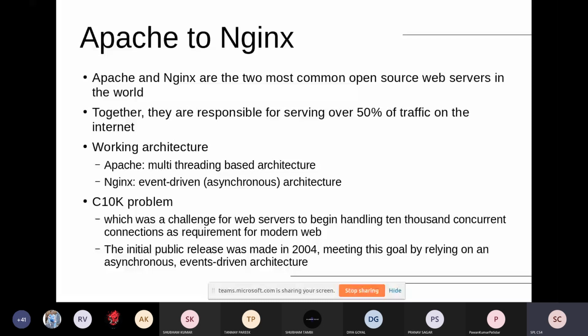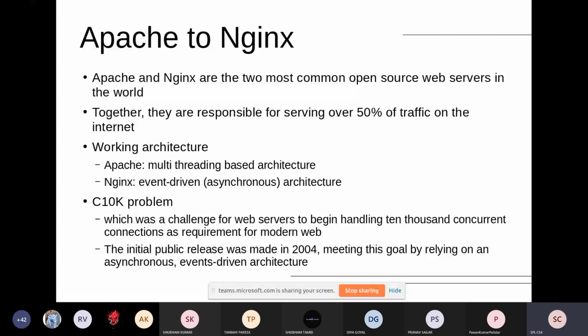Apache and Nginx are the two most common open source web servers in the world. So by this time, we understand simply that a web server is something which takes our request and gives us the responses. The rest of the thing is done by web frameworks somehow. Together, Apache and Nginx are responsible for serving 50%, which is a very big chunk, of the internet.